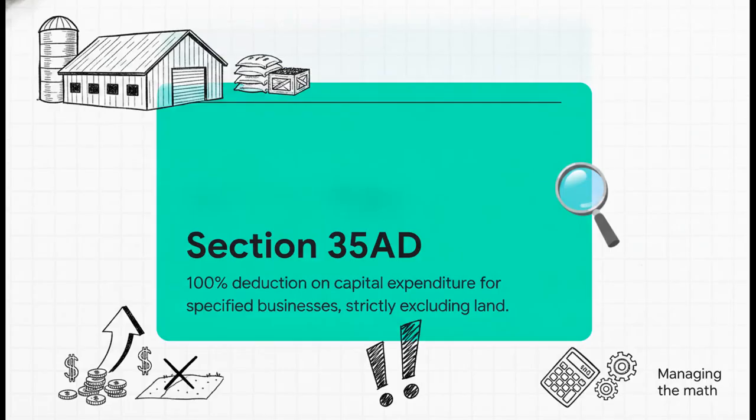Okay, now let's pivot to the newer business. His agricultural warehouse fulfills all the conditions under Section 35AD. Guys, this section is a real game changer. It allows for a 100% deduction on capital expenditure, as long as it's incurred wholly and exclusively for specified businesses in the year they start up. But there is a huge trap you have to watch out for. It strictly excludes the cost of land. So for the warehouse, managing this capital expenditure math is absolutely key to unlocking those major deductions.